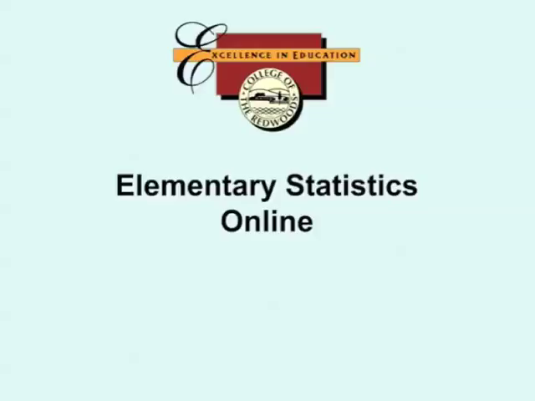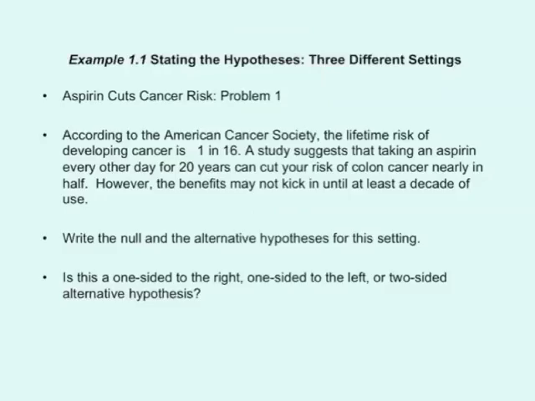Welcome to Example 1.1. This is a great little example, well worth your time working through, because it's going to help you understand the difference between the null and the alternate hypotheses, and it's going to get us going on the discussion as to what exactly is the direction of extreme. Okay, so let's take a look at the setting for this example.